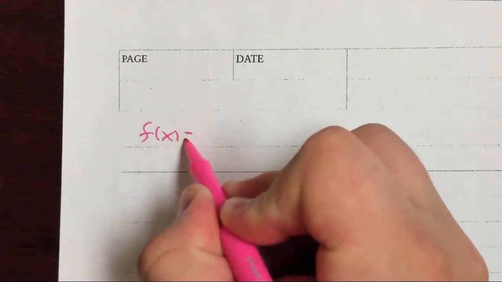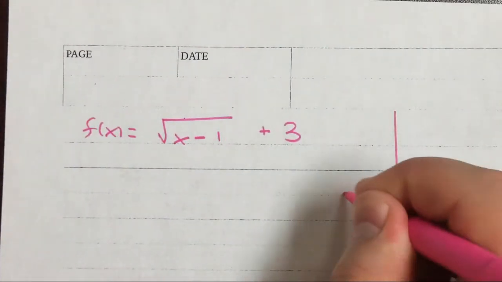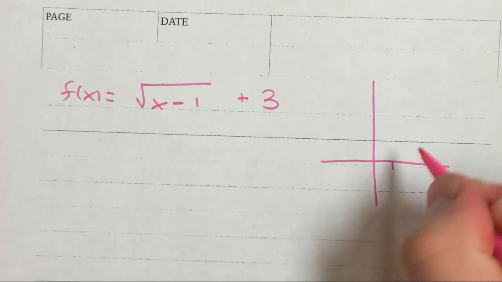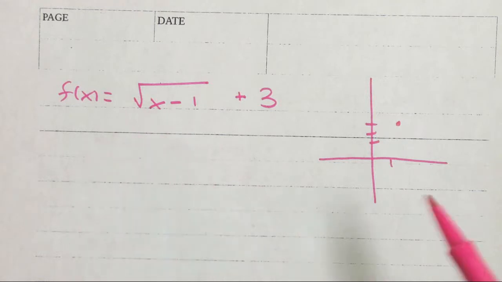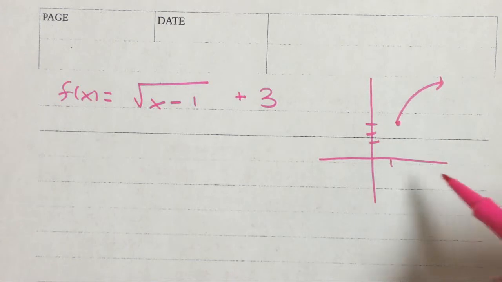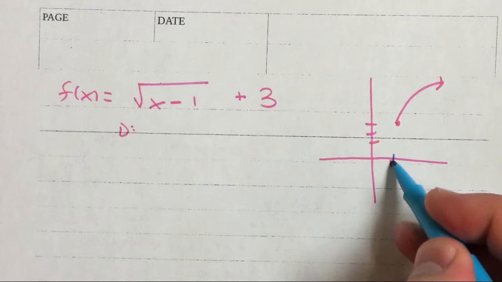What if I had f of x is the square root of x minus 1, plus 3? How is that one going to shift? Right 1, up 3. The only time it's going to have a reflection is if it's multiplied by a negative somewhere. And since this is a square root function, it's going to look something like that. What would the domain be? What x values are being used?